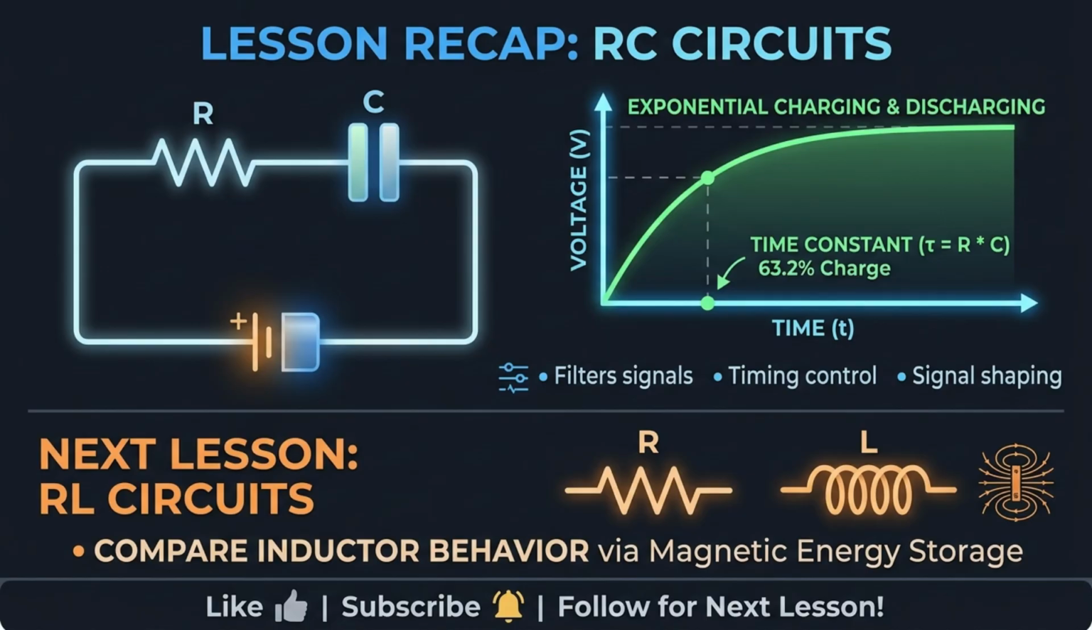In this lesson, we learned that RC circuits combine resistors and capacitors to create time-dependent behavior based on exponential charging and discharging. This behavior is defined by the time constant and is fundamental to filtering, timing, and signal shaping in electronic systems. In the next lesson, we will explore RL circuits and compare how inductors introduce time-dependent behavior through magnetic energy storage.